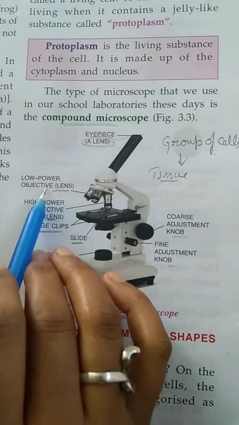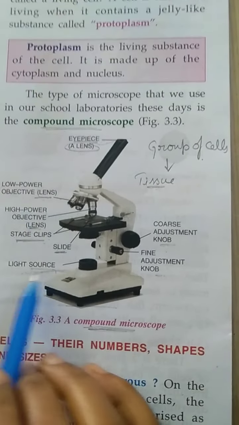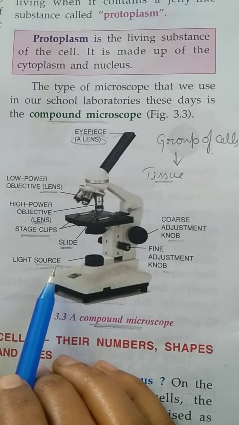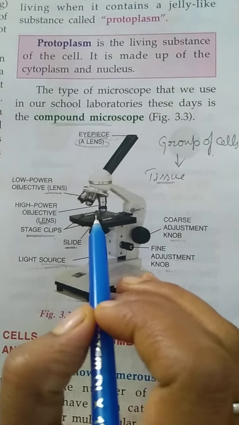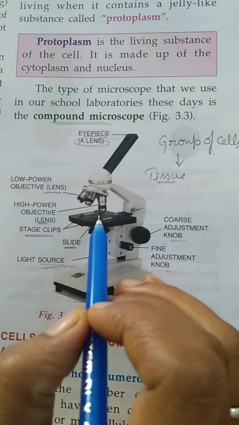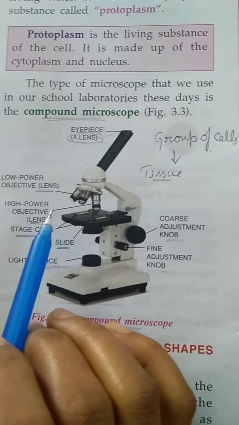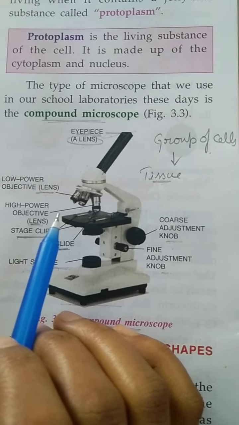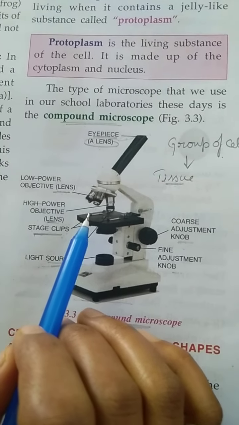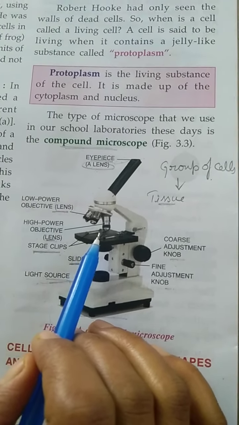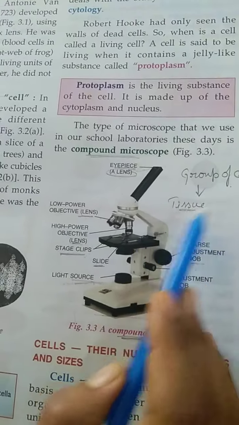There are two different types of lenses, low power objective lens and high power objective lens, and there is a light source for clear observation. We will take a tissue on the glass slide and observe from here. If we want to observe, no one can take a single cell and observe it under the microscope. They have to take a tissue and from the tissue observe a single cell. We all know that a group of cells makes a tissue.